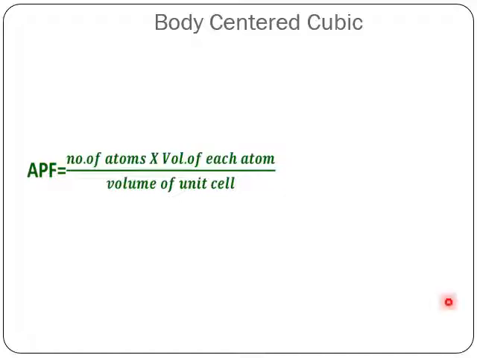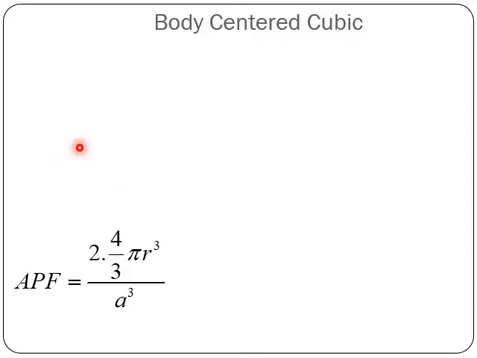Here, what is the effective number of atoms? It is nothing but 2, that is 1 by 8 into 8 plus 1 at the body center. So it's 2, that is the number of atoms, and 4 by 3 pi r cube is the volume of an atom, and the volume of a unit cell is nothing but a cube.